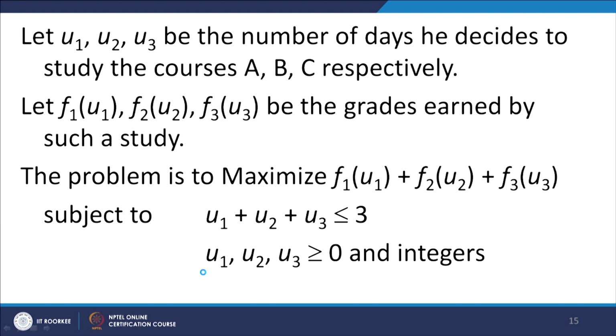Now, the reason why I have chosen this problem is that, number 1, this is a discrete problem because it is talking about integer variables, as you can see u1, u2, u3 should be integers, and secondly the constraint that has been given is of the less than or equal to type. So, with these 2 different characteristics, let us look at the solution of the problem.